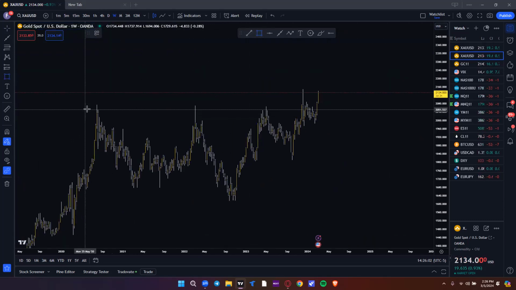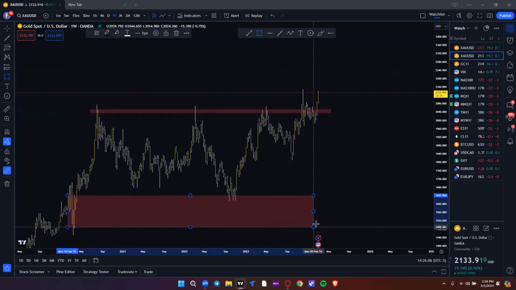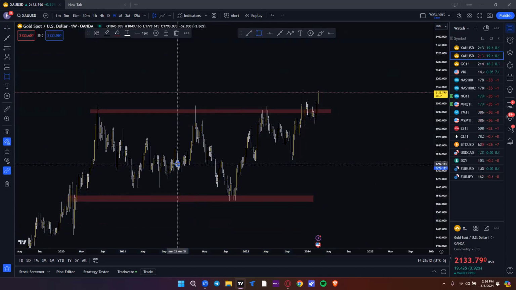Yes, where I literally just drew horizontal lines where price had multiple rejections. But at the time, there was no logic behind it. You're just drawing zones. That's it. So now at least with Malaysian SNR, it adds logic to that, and it gives more confidence.